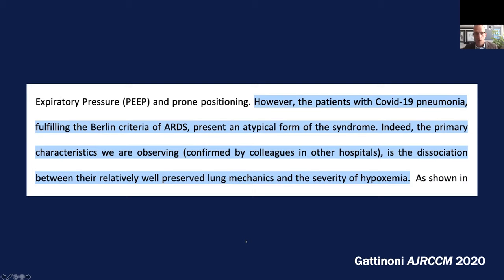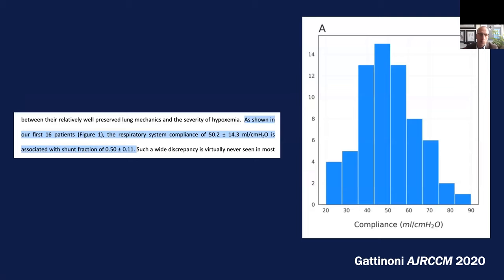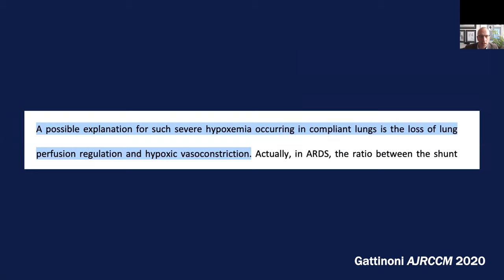And he shared, this is the only data in the letter, and in fact, it would become the only data in any of his communications in the subsequent 2 months. It said, as shown in our first 16 patients, figure one, the respiratory system compliance of 50 ± 14 milliliters per centimeter of water is associated with a shunt fraction of 0.5. So his argument was, this is not normally low lung compliance in ARDS, so something different is going on. And he made an inference.